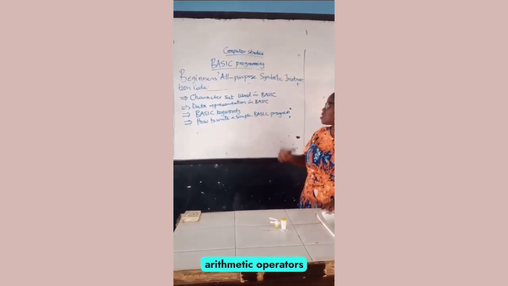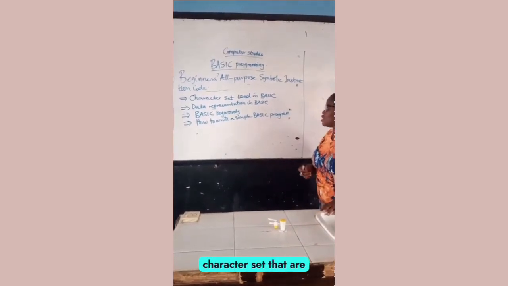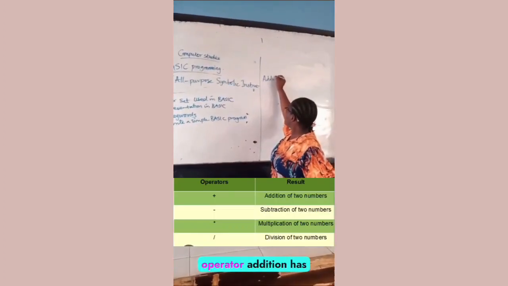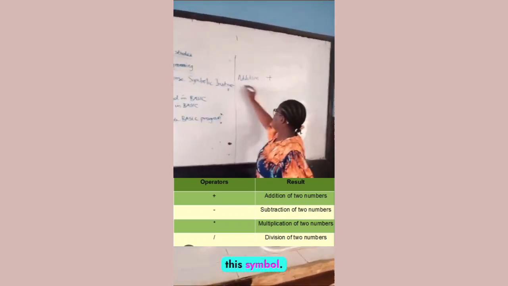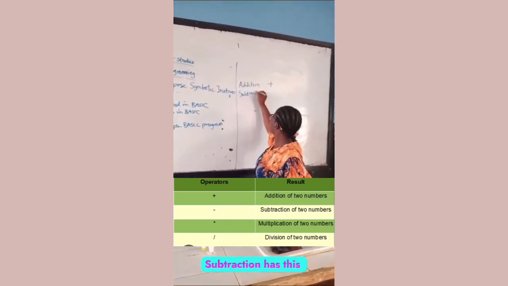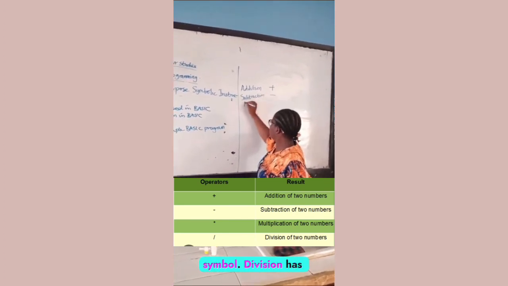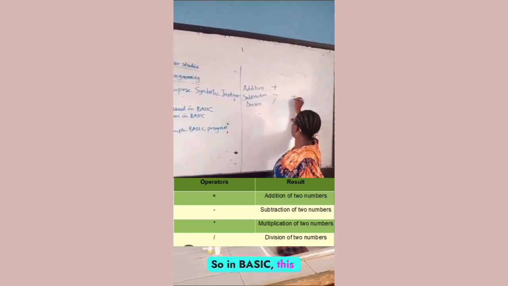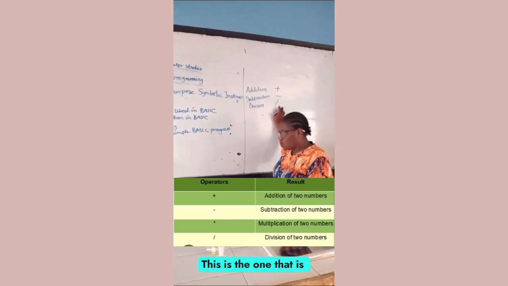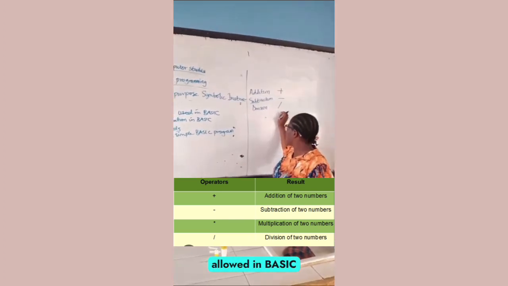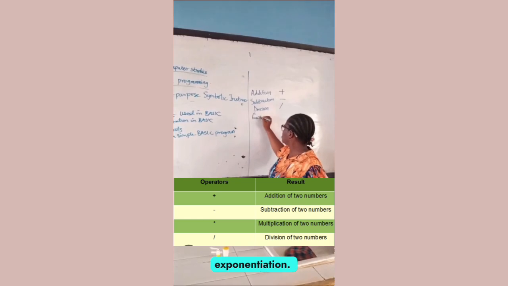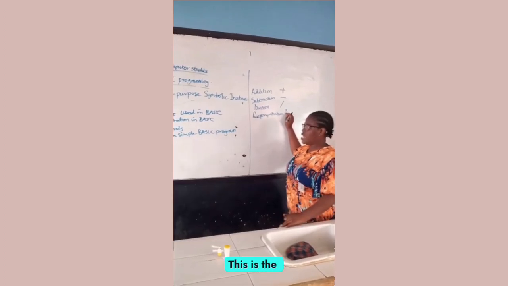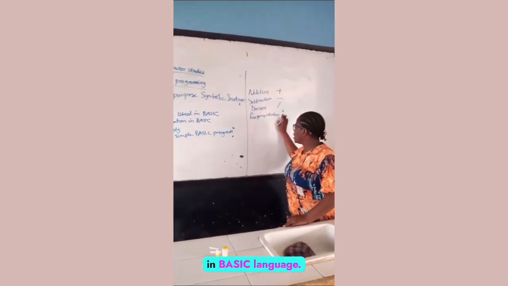Then we have arithmetic operators as part of the character set that are used in BASIC. In BASIC, the operator addition has this symbol, subtraction has this symbol, division has this symbol. So in BASIC, this your division sign is not allowed. This is the one that is allowed in BASIC. We have exponentiation. This is the exponentiation sign in BASIC language.